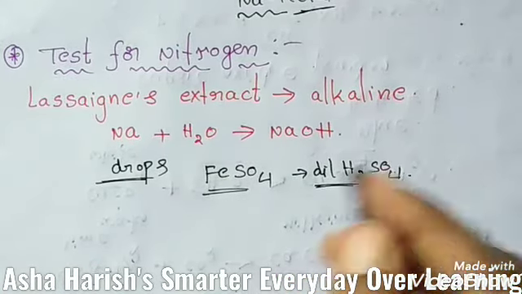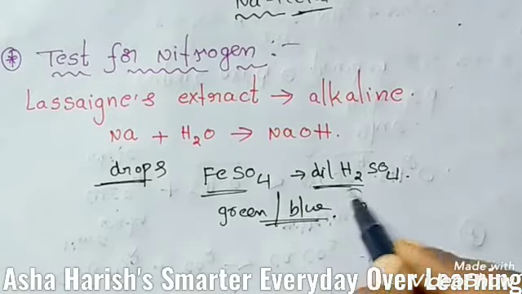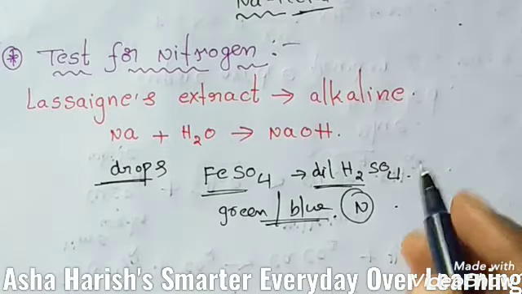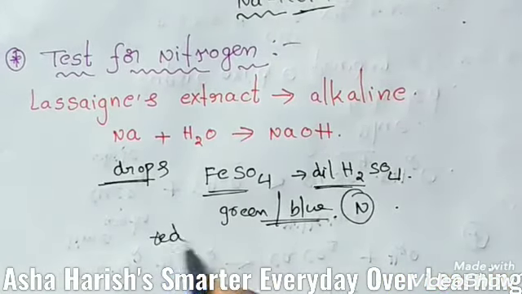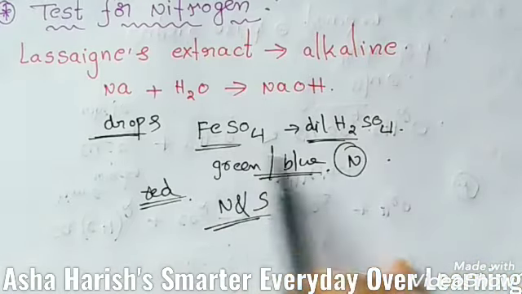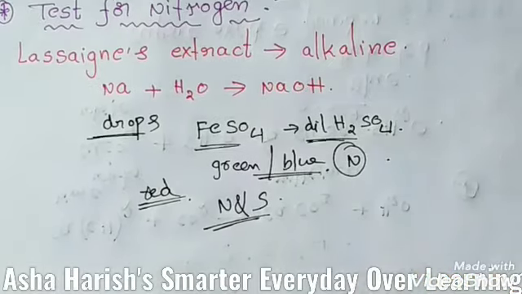Then the appearance of a green or blue color indicates the presence of nitrogen. However, the appearance of a blood red color indicates the presence of both nitrogen and sulfur. You need to identify these colors while testing with ferrous sulfate and dilute H2SO4. Let's see all the equations for this.